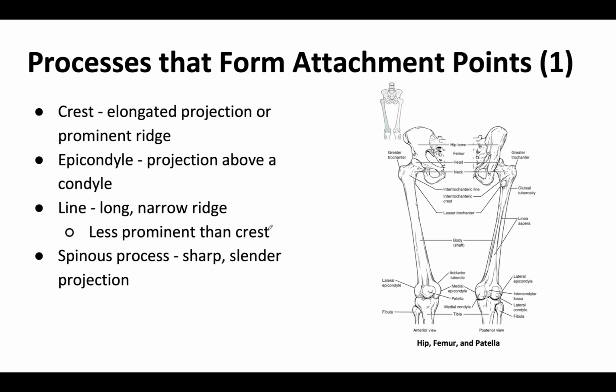Now let's discuss processes that form attachment points, and there are lots of these and lots of different words for very similar structures. Tendons and ligaments often attach to these processes. A crest is an elongated projection or prominent ridge. The iliac crests at the top or the superior portion of the hip bones are excellent examples of these.